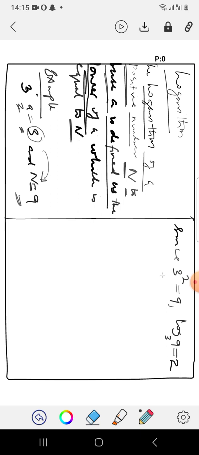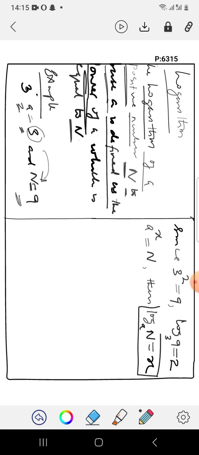Which you can generally write as: if a raised to the power x equals n, then log a of n will be equal to x. So this is what you should know very well, and keep. Now let's go to another one.